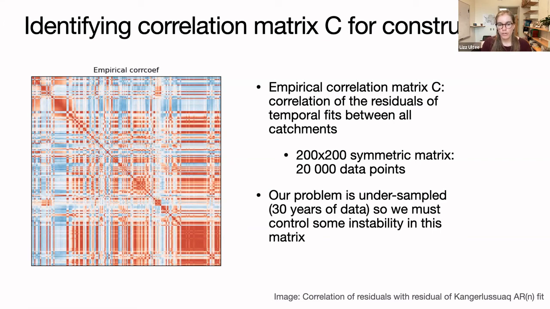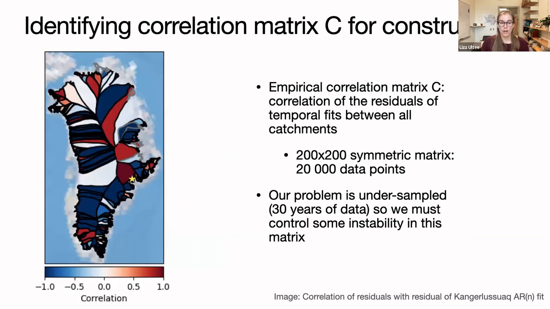And to make matters worse, our problem is undersampled. We have only 30 years of data for several hundred catchments. And so we need to control some instability in this matrix. We need to simplify this and extract only the most relevant information.